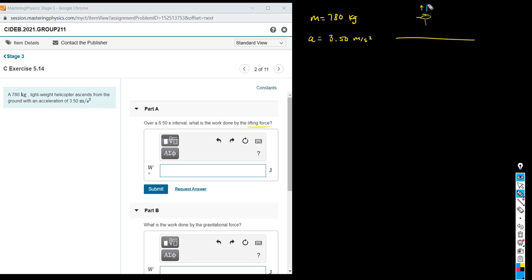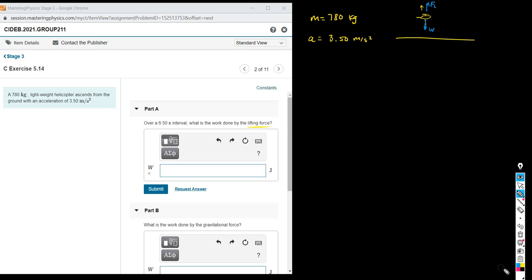There is one force directed upwards that I'm going to call FL, where L means lifting force. And there's another force, which is the weight of the helicopter, because every single object has weight, which is the force with which Earth pulls on any object on its surface. So we have the lifting force going upwards and the weight going downwards. These are all the forces acting on the helicopter as it ascends with this acceleration. That's what we mean by the lifting force.